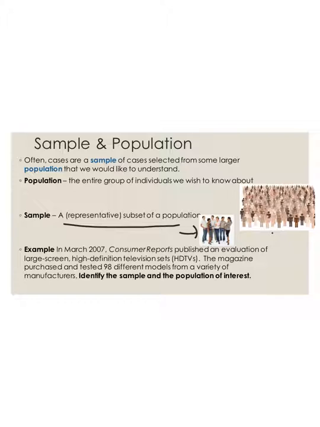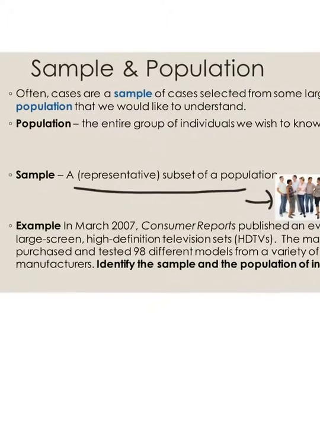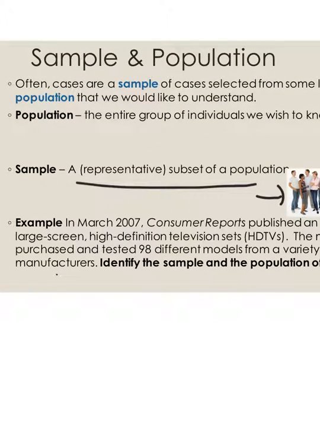Here's our next example. We are in March of 2007. Consumer Reports published an evaluation of high definition television, HDTVs. The magazine purchased and tested 98 different models from a variety of manufacturers. We want to identify the sample and the population. Okay, so our sample would be who we collected the data from.